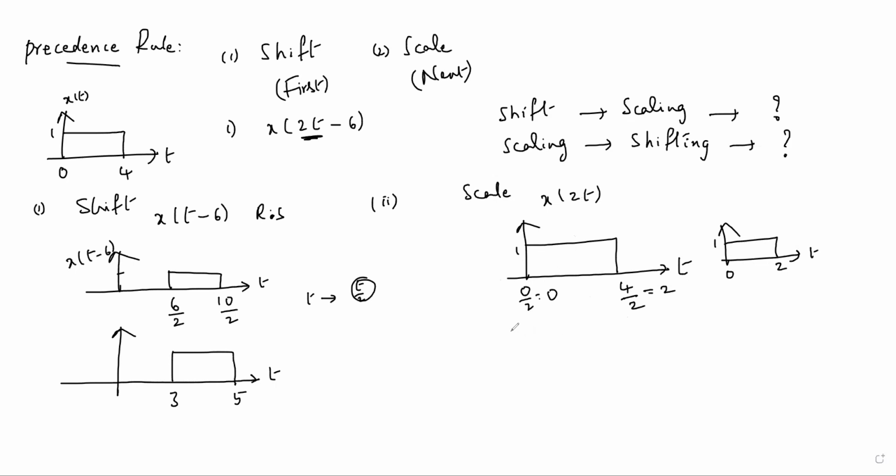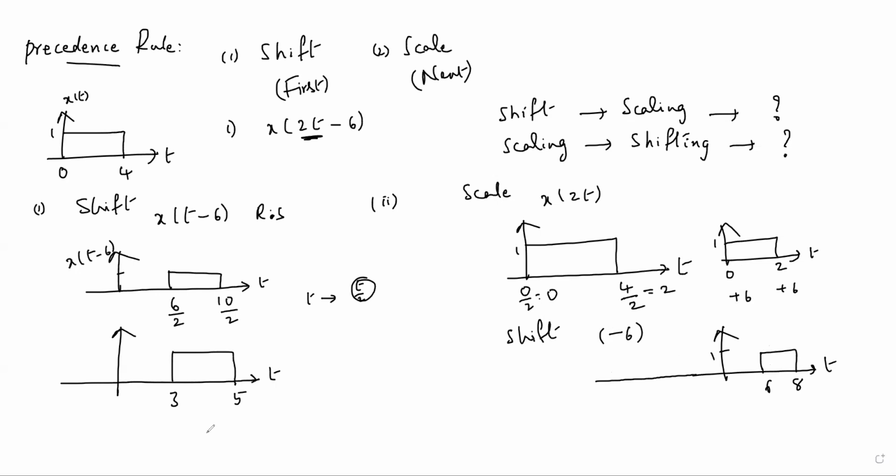Now we are shifting the signal. Shifting how much? Minus 6 is the shifting constant, so we need to add plus 6 here. So the signal will be here, starting at 6 and ending at 8. 6 to 8 is the signal we get after shifting.